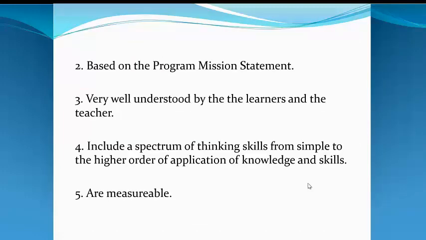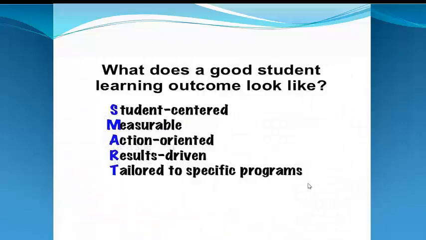Number 2 is based on the program mission statement. 3, very well understood by the learners and the teachers. 4, include a spectrum of learning skills from simple to the higher order of application of knowledge and skills. And the last, are measurable. A good student learning outcome looks like the acronym SMART: student-centered, measurable, action-oriented, result-driven, tailored to specific programs.